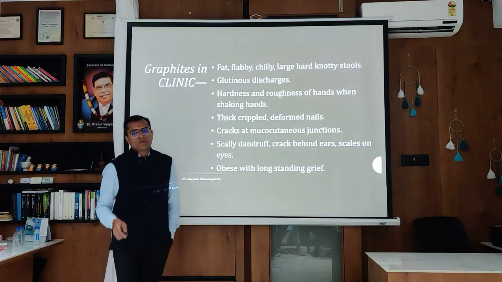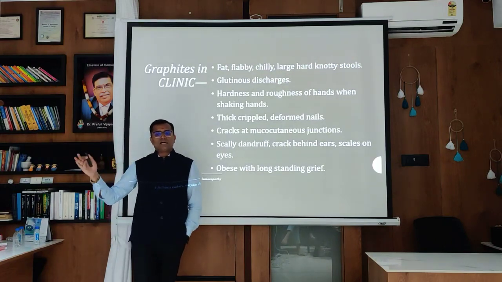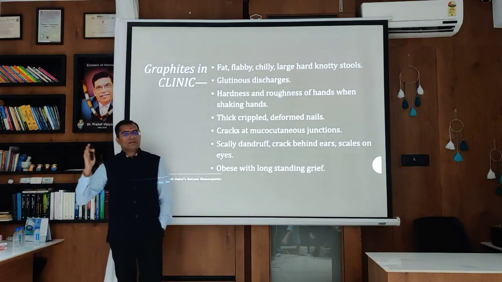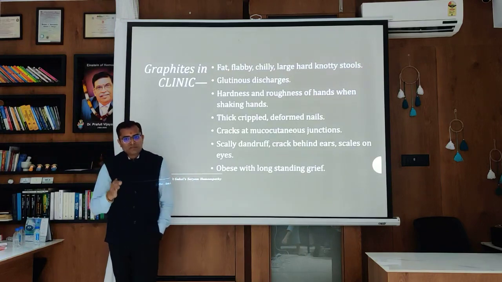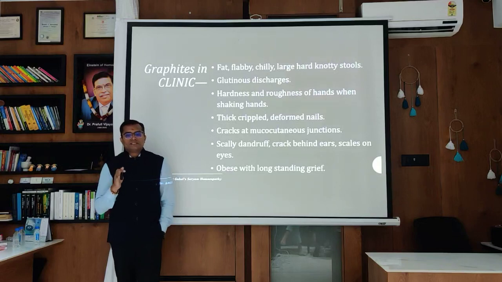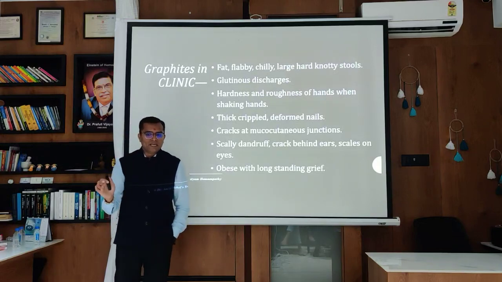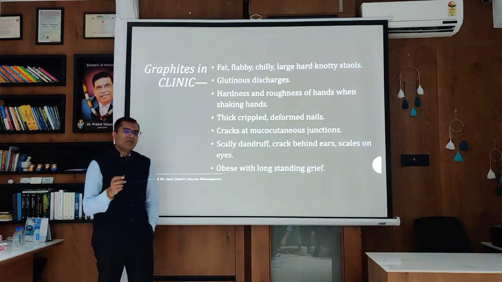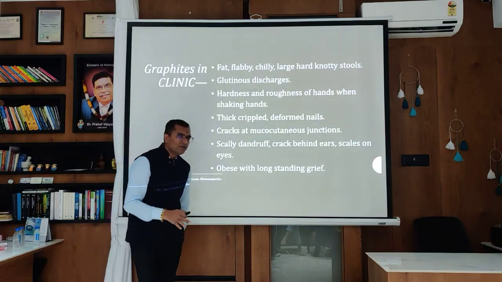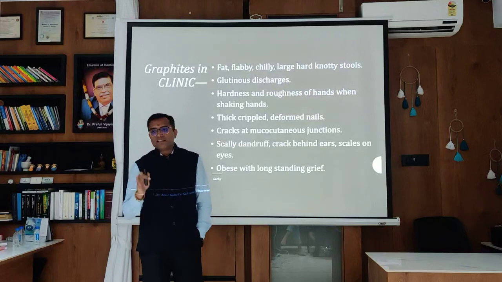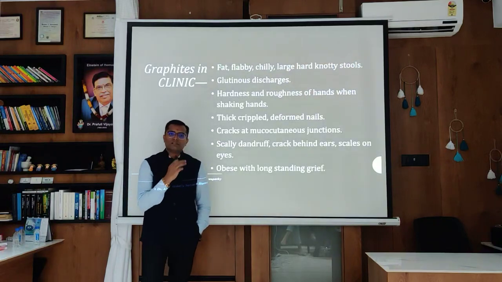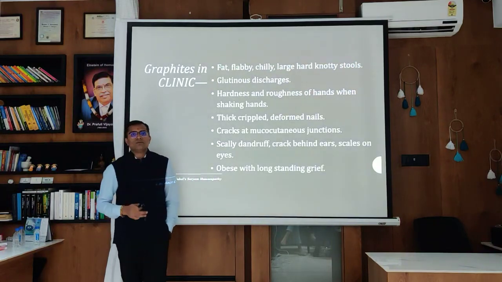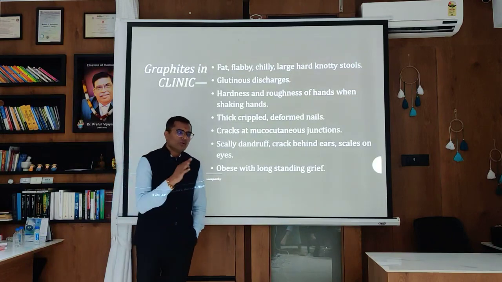So how can you find it in the clinic? In the clinic you can find a fat, flabby, chilly patient with large, hard, knotty stool, plus glutinous discharge, plus hardness and roughness of the hand when shaking, plus thick, crippled, deformed nails, plus cracks at the mucocutaneous junctions, especially ruling out nitric acid and condurango. When you find a cancer plus cracks at the mucocutaneous junctions at the corner of the mouth, the first remedy to think of is condurango.